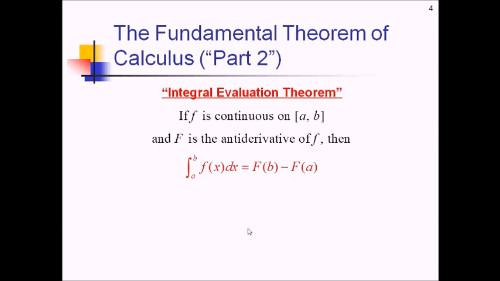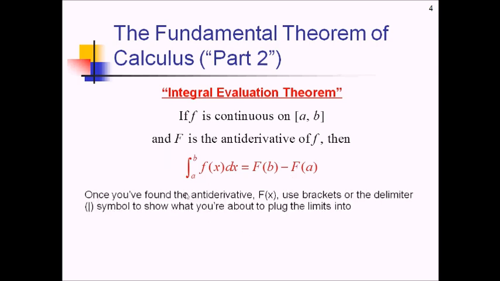There's a notation we have to use on these. Once you've actually found the antiderivative, big F of x, and expressed it in formula form, we can use brackets or the delimiter symbol to show what we're about to plug the limits into. So once you've found the antiderivative, you can put it inside a bracket with the limits outside of it here. If you don't like the brackets, you can put this straight line next to it. It's called a delimiter, again with the limits here. And these both mean big F of b minus big F of a.